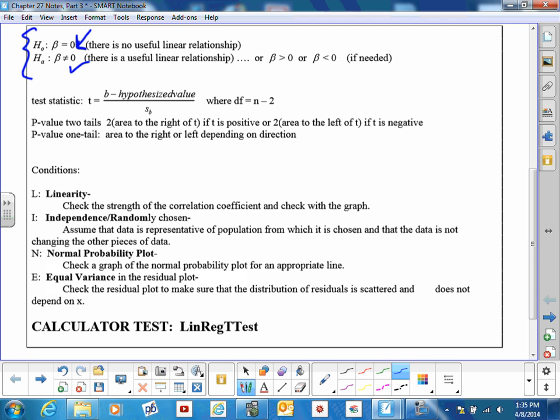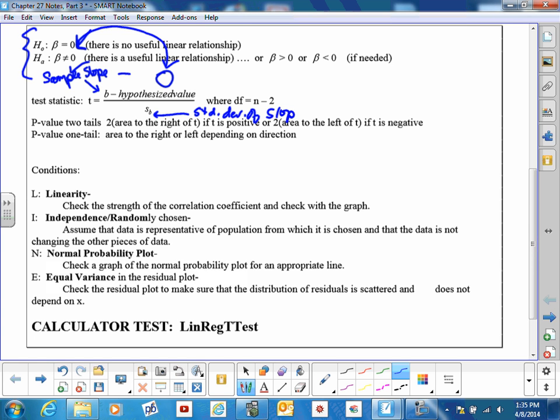All right, test statistic is this: b minus a hypothesized value. What does this b represent? What slope? Sample slope. Very good. And what is the hypothesized value? In this case, it is the 0, over S sub b. What's S sub b stand for? Standard deviation of. Correct.